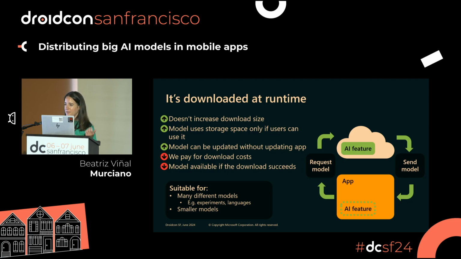Like, we can't have a keyboard without a language that allows people to type, so we just have to afford it. But bear in mind, do your calculations, see how much it's going to cost, and make sure you can pay for that. This approach is therefore very suitable when the models are smaller, so the download costs are not that high. And when we have many different models, we use that for experimentation of various types, and especially for languages.